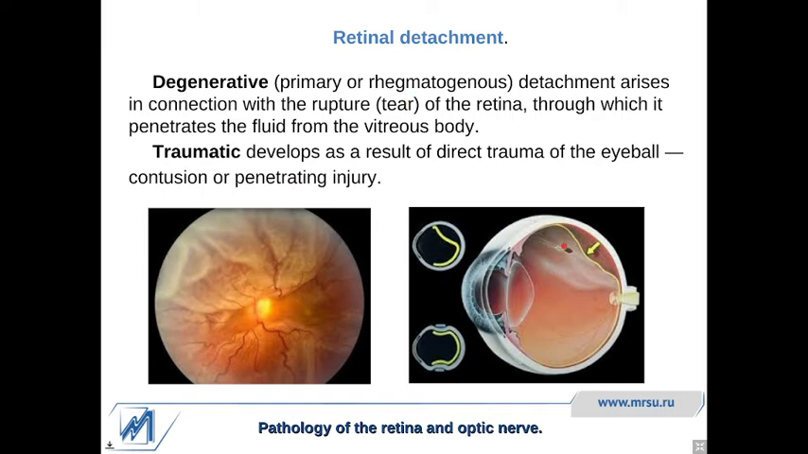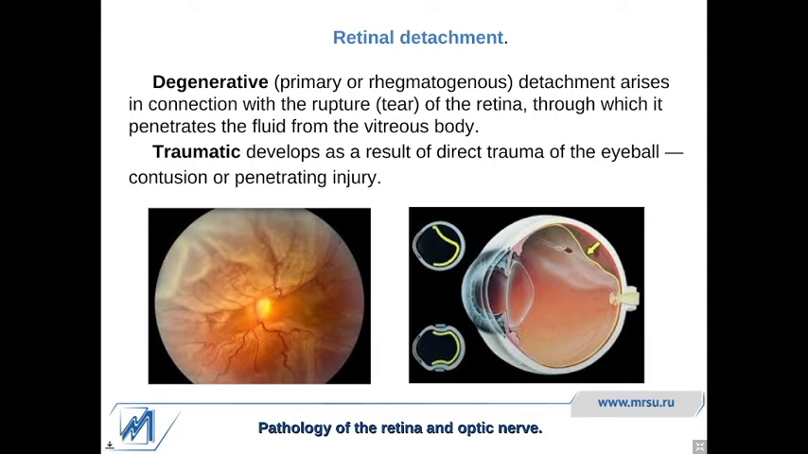Okay, we have a tear or rupture in the retina. Through this rupture, the fluid from the vitreous body comes between the retina and choroid, and the process of detachment starts. The next variant, traumatic.